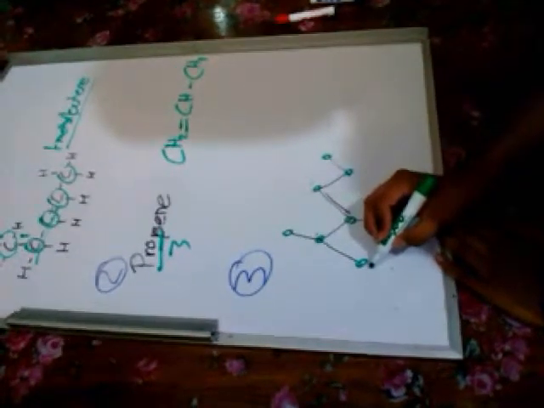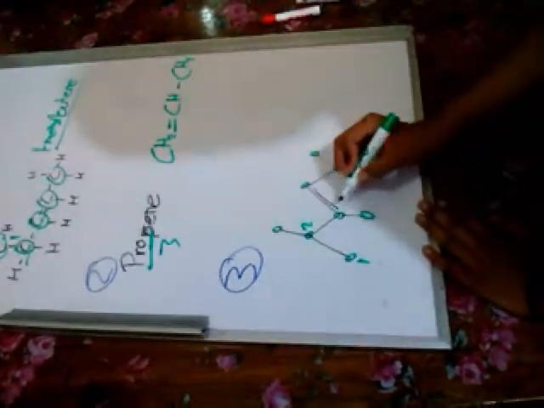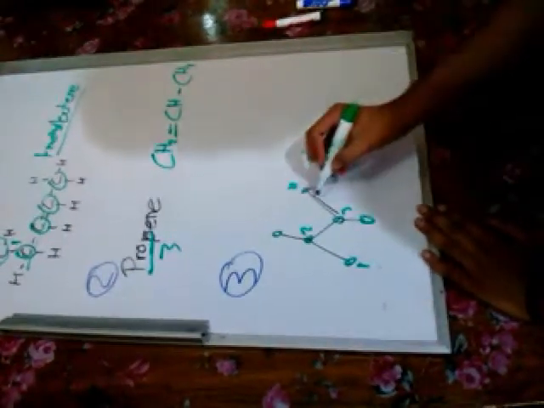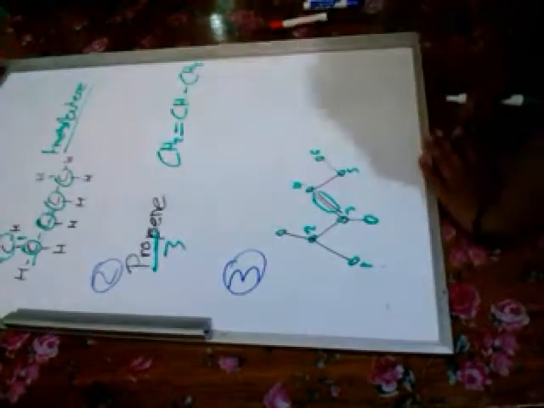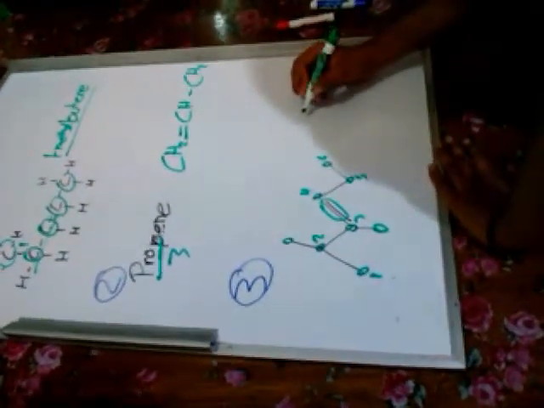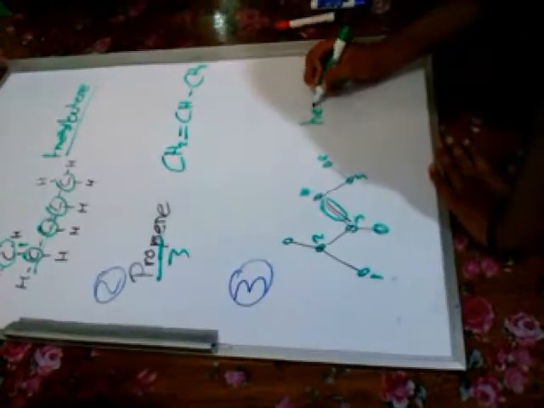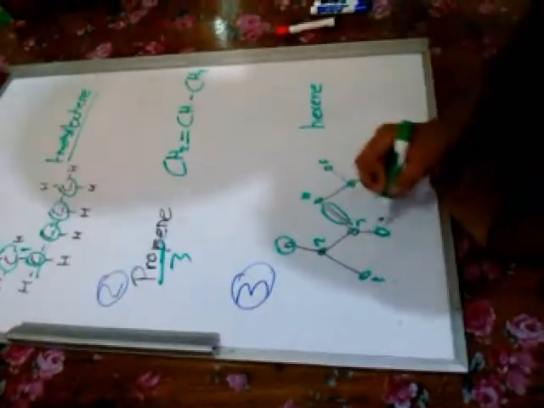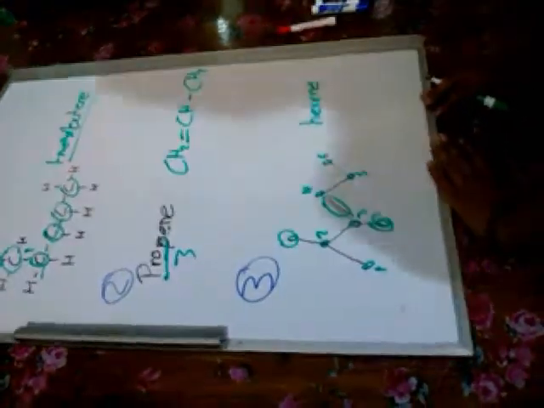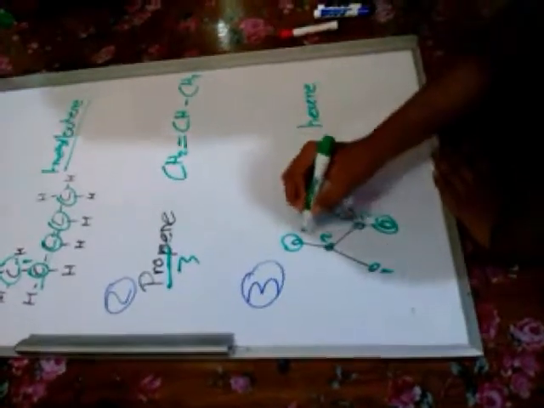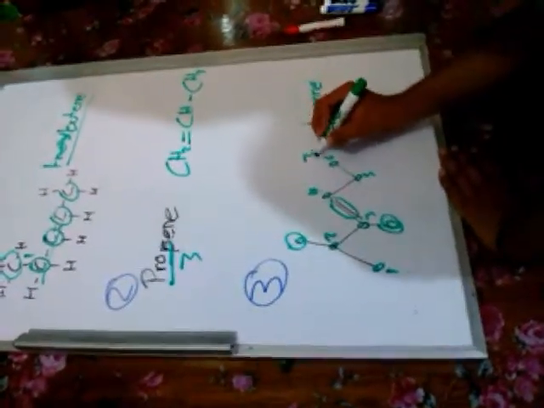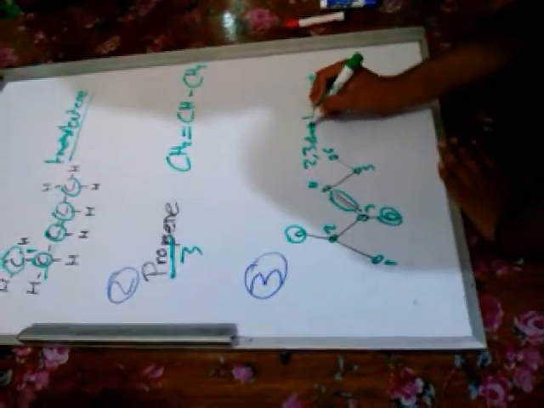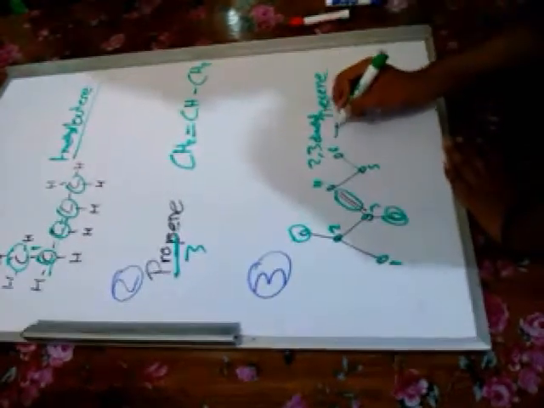And the last, every line means a bond, so this will be 1, 2, 3, 4, 5, and 6 bonds. And this means a double bond, so this will be a hexene. But we have 1 and 2 chains, on the second and the third carbon, so it will be 2,2-dimethylhexene.